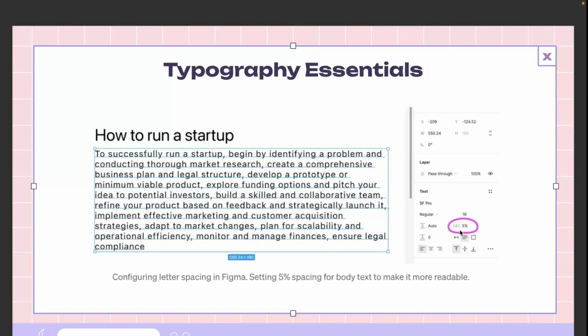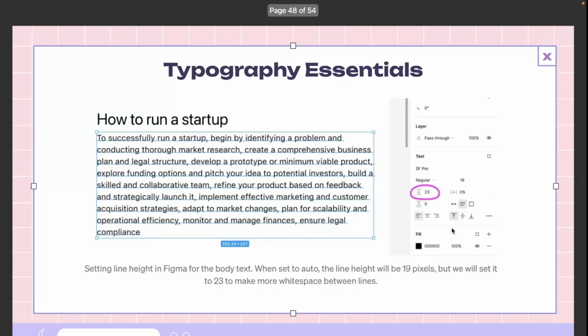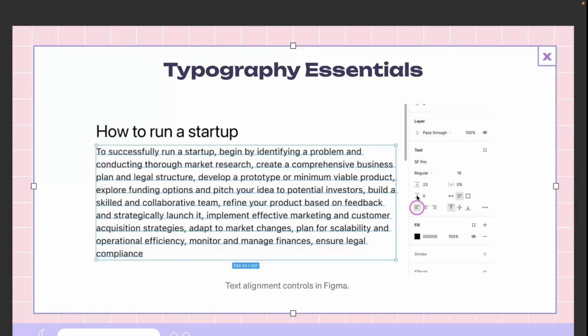Look at these two. This is the letter spacing, that is the space between each letter. If you see this, A will be in between these two. So the space between the letters is what we'll have on the right end. On the left end, this will be the space between each line, the line height, so that you are not confused. And this is the alignment. We also have alignment in Figma: left alignment, right alignment, and middle.